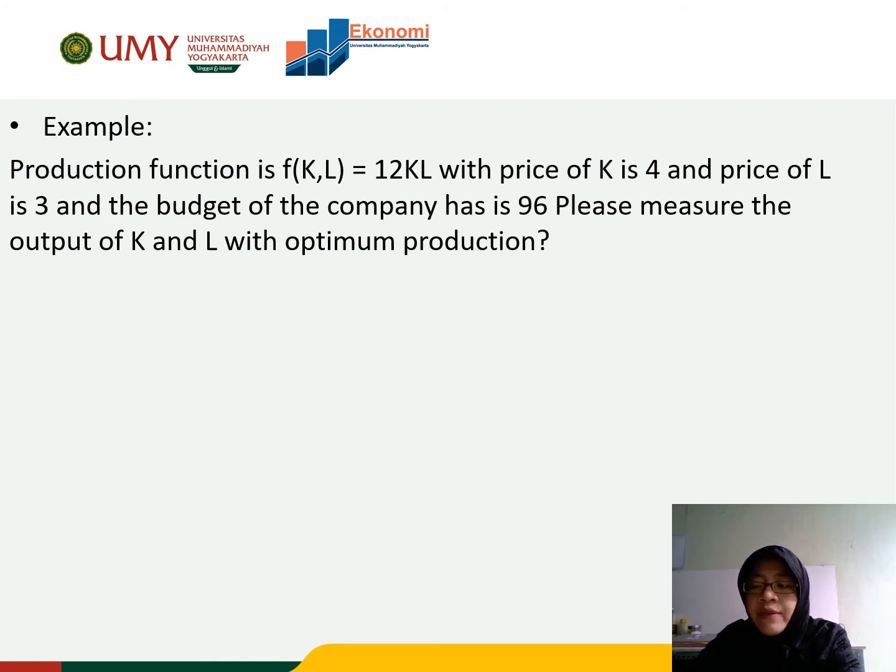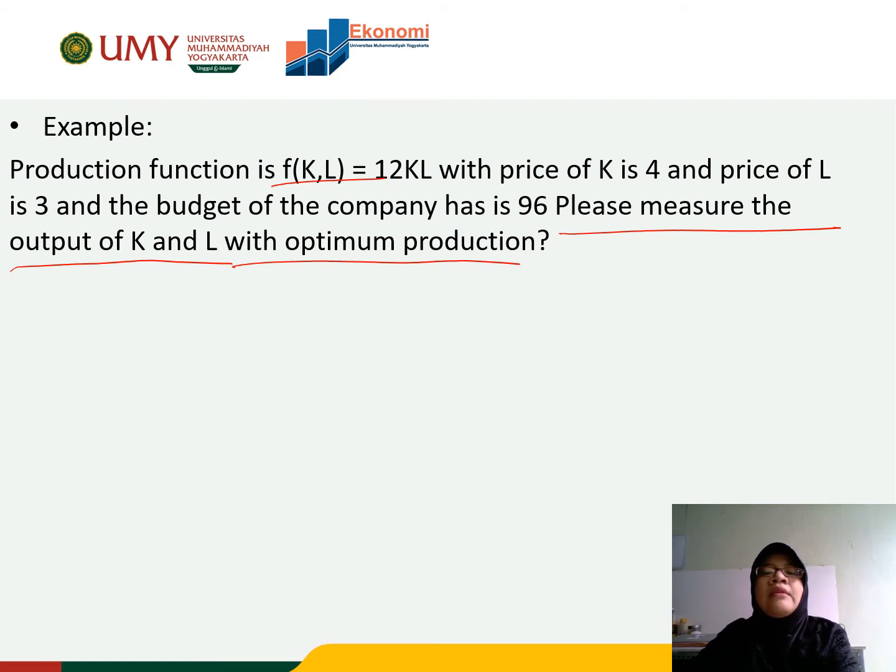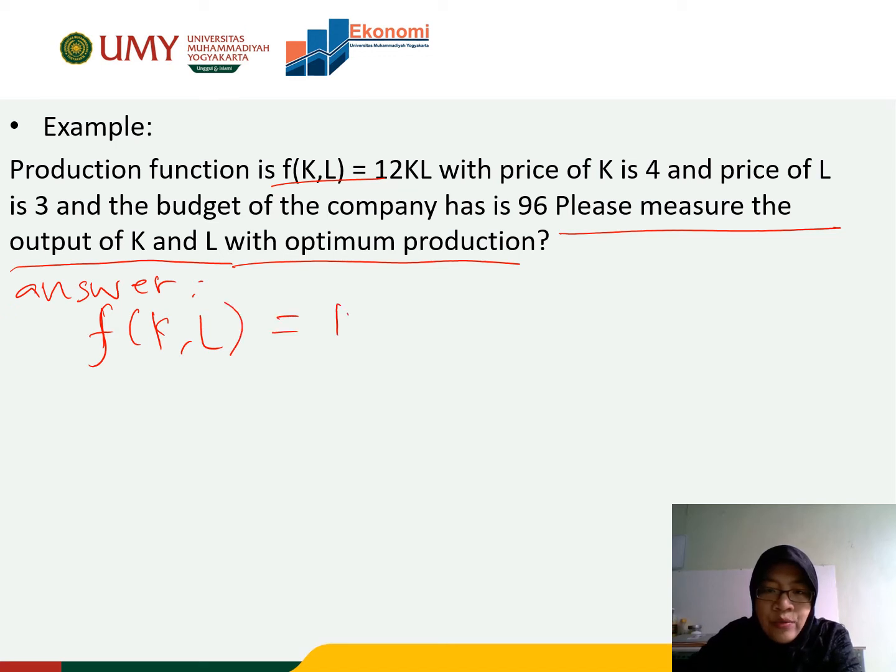But if the mathematical problem is asking about optimum production, please measure the optimum production of output K and L, we need to calculate using the Lagrange. Okay, we will answer this. We have f(K,L) equal to 12KL, where PK is 4, PL is 3, and M is equal to 96.